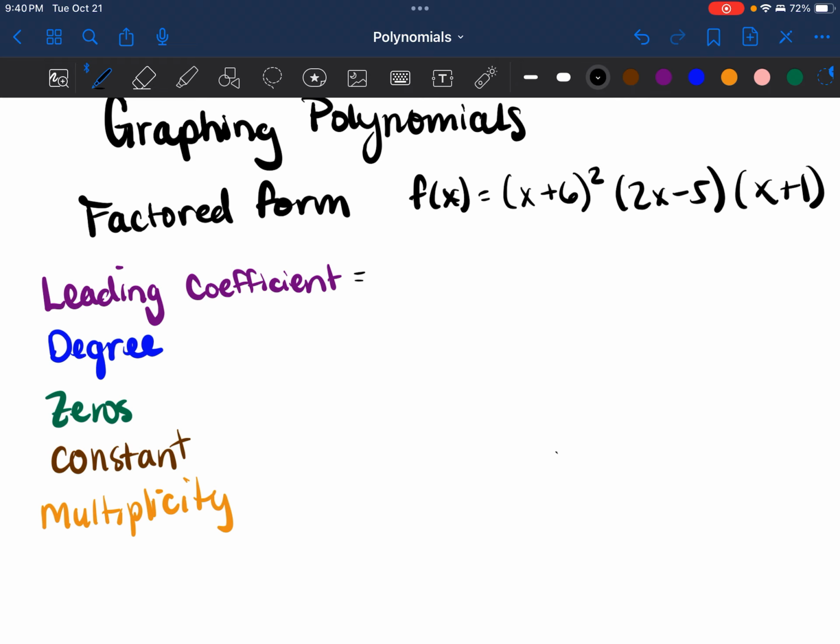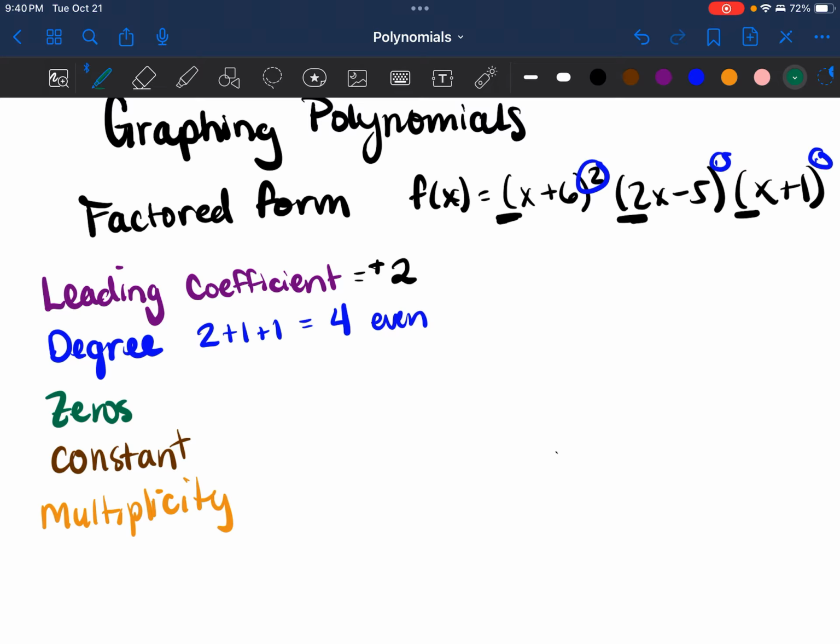So my leading coefficient is going to come from multiplying the coefficients of each of our variables and our factors. And here I am getting 2, and it is positive. My degree comes from adding all of the exponents for the factors. So 2 plus 1 plus 1, because if it's not there, it's an invisible 1. Just 4, and 4 is even.